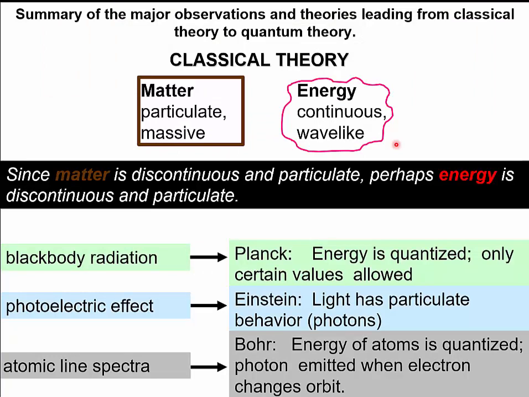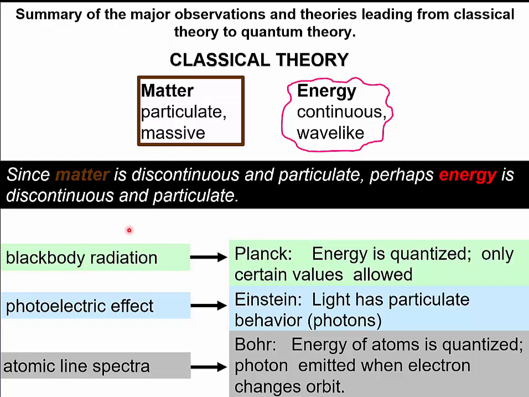So, a summary of the major observations and theories that have led from classical theory to quantum theory. Classical theory says that matter is particulate and massive, and that energy is continuous and wavelike. And since matter is discontinuous and particulate, perhaps energy can be discontinuous and particulate as well. And so that's our transition from classical to quantum theory: maybe energy is going to act a little bit like matter. So we've got a couple of things backing that up.